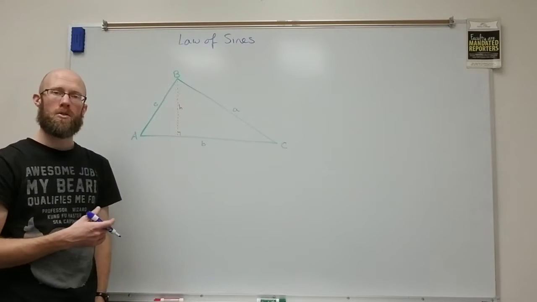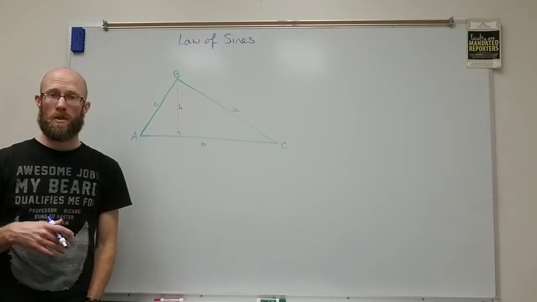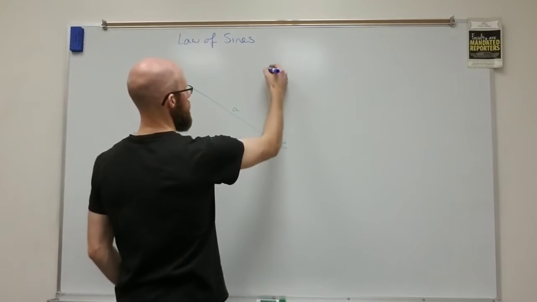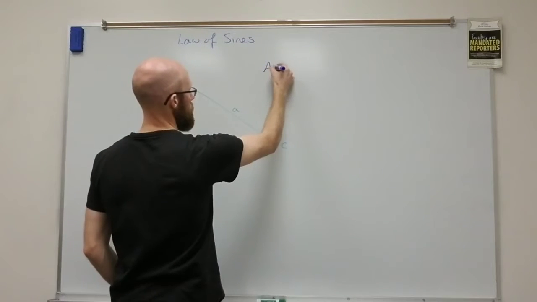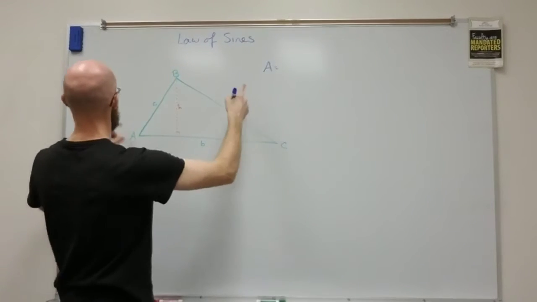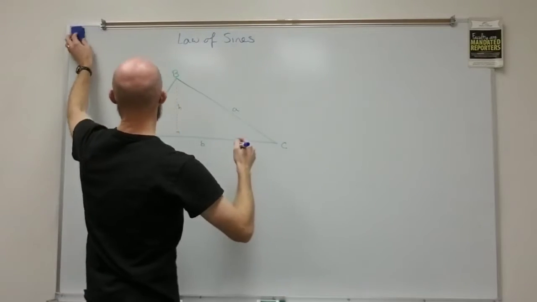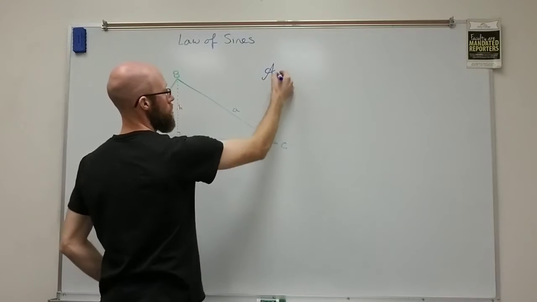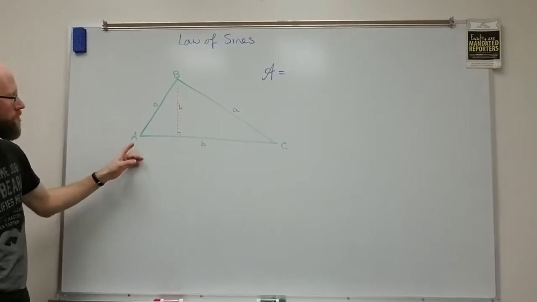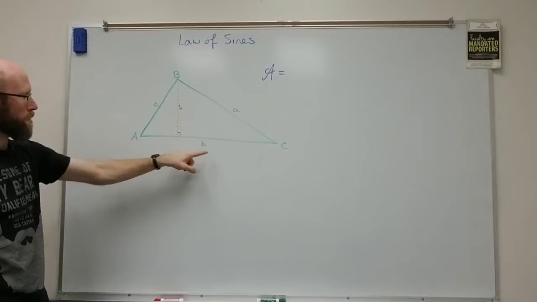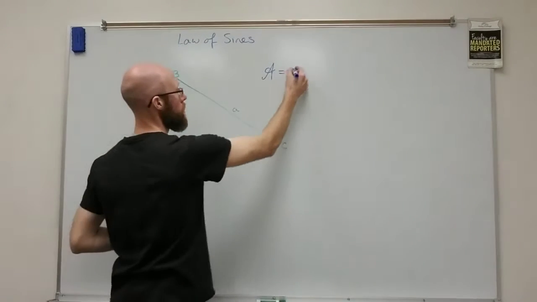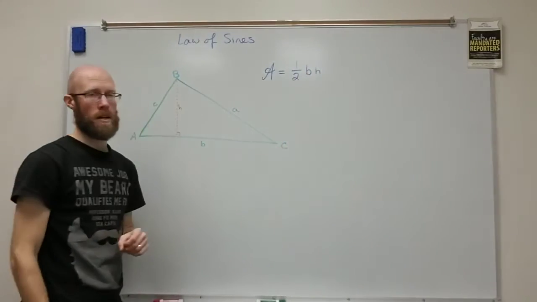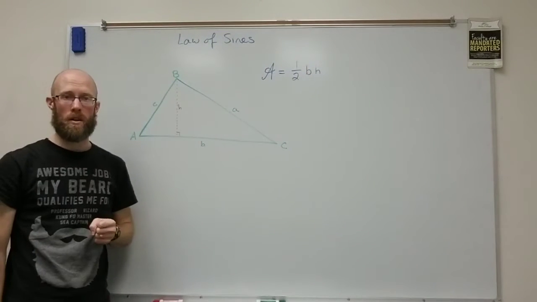This diagram also gives us a formula for the area. You probably are familiar with the general area of a triangle. That looks like the angle A. Actually, for area, we tend to use a script A. So the area is equal to 1/2 the base times the height. That's the general formula for the area of a triangle.